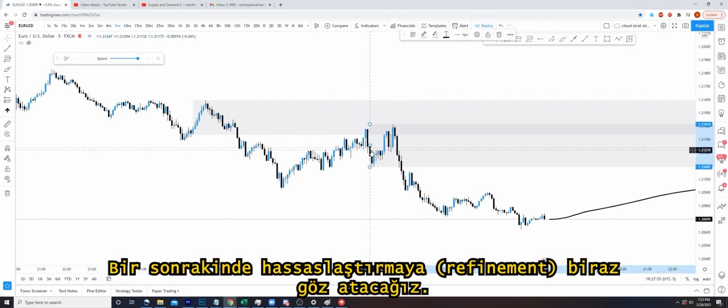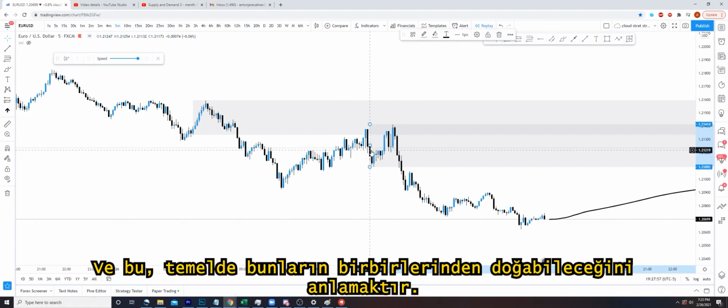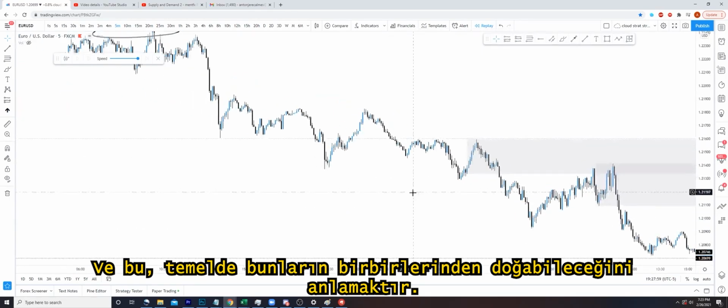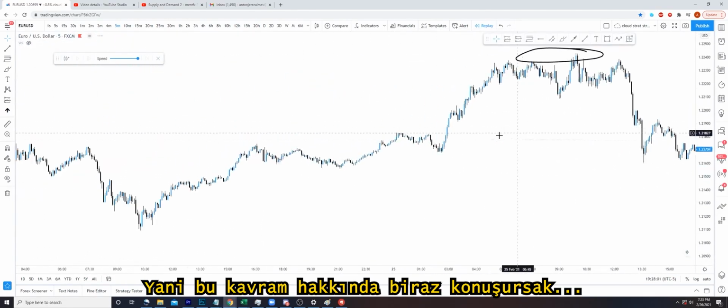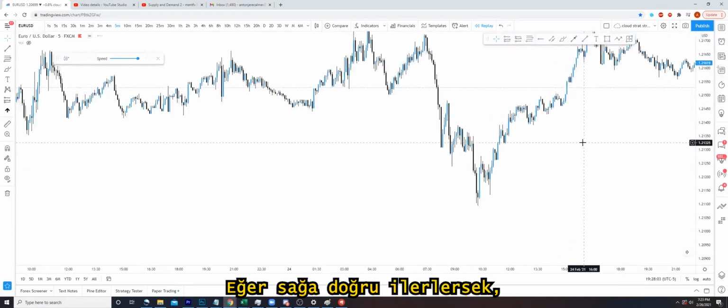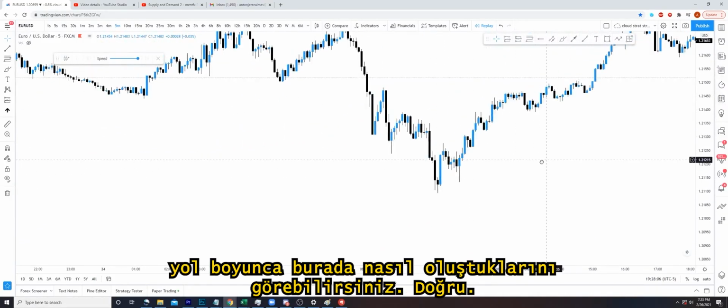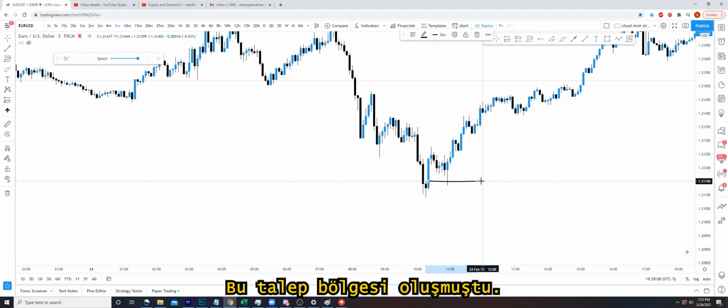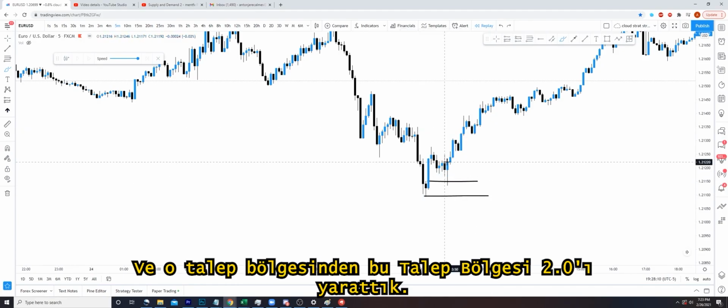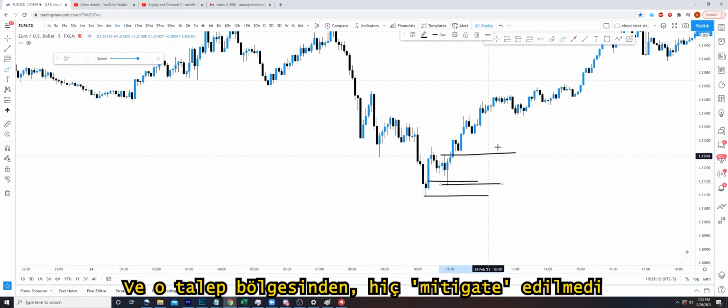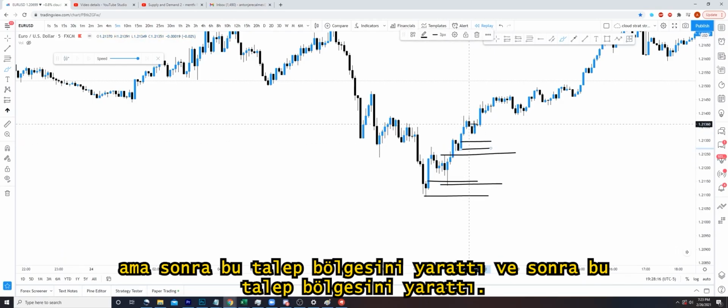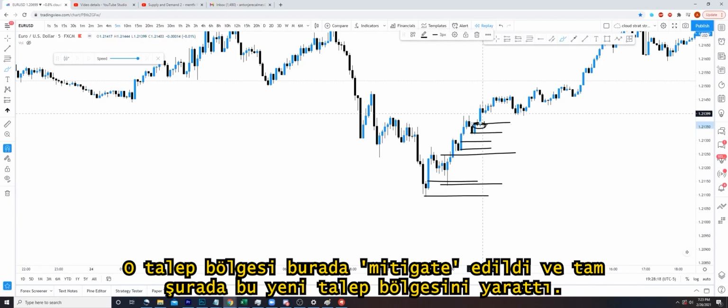So in the next one, we're going to take a little look at refinement, and this is basically understanding that they can form off each other. Just talking about this concept a little bit, if we move to the right here, you can see how they formed along the way, right? We had this demand zone formed, and from that demand zone, we created this demand zone 2.0. And from that demand zone, we never had it mitigated, but then created this demand zone, and then created this demand zone. That demand zone got mitigated here and created this new demand zone right here.